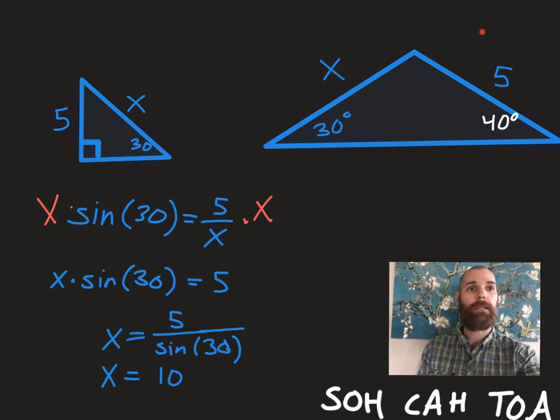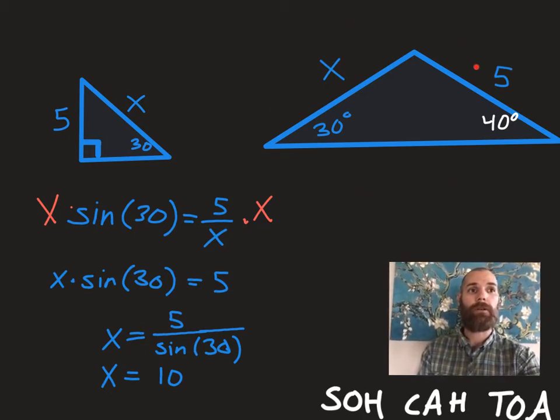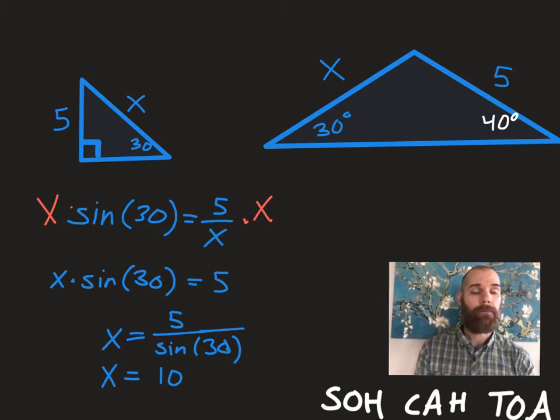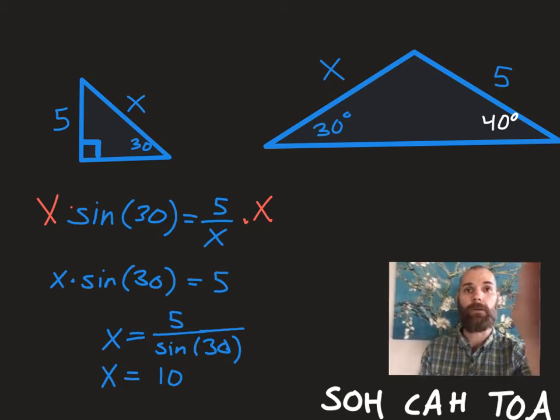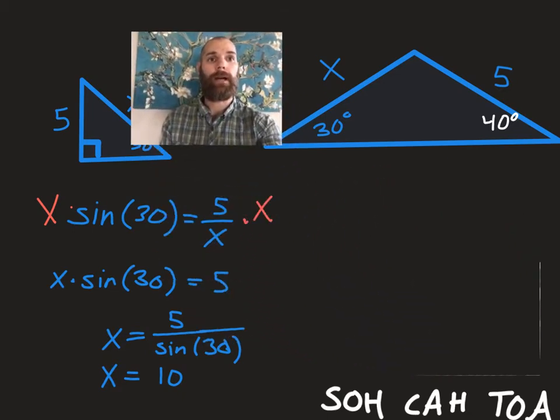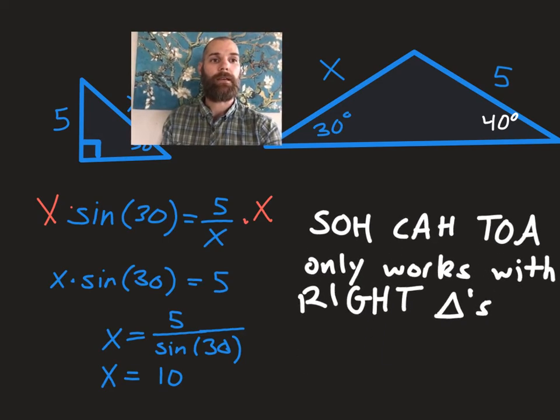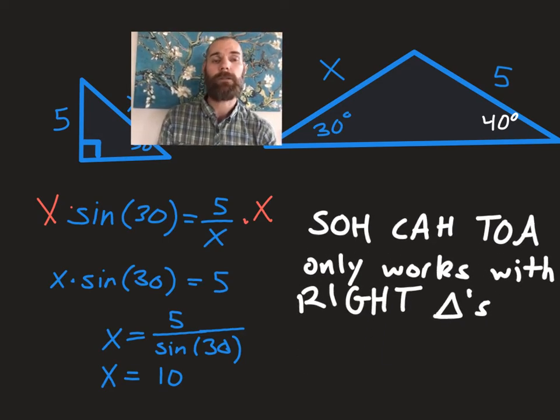Now looking at this triangle on the right, there is not a right triangle. There are no 90-degree angles. When there are no 90-degree angles, SOHCAHTOA will not work. SOHCAHTOA only works with right triangles. I know I keep saying it, but it is a really big idea and a very common mistake that people try to use SOHCAHTOA when it's a non-right triangle, and that's not going to get us the correct answer.